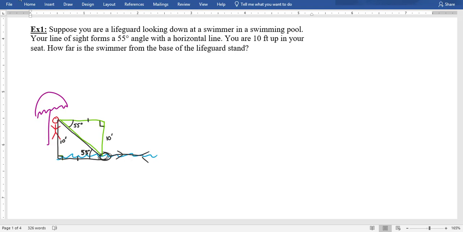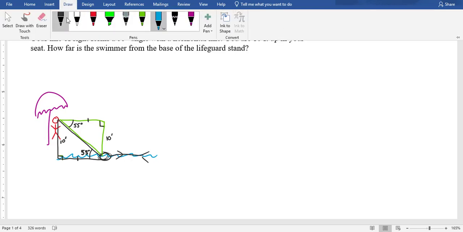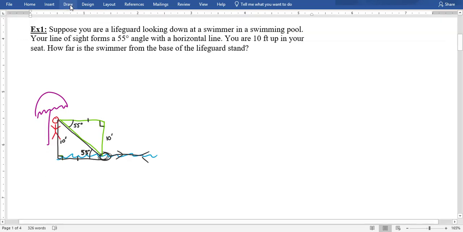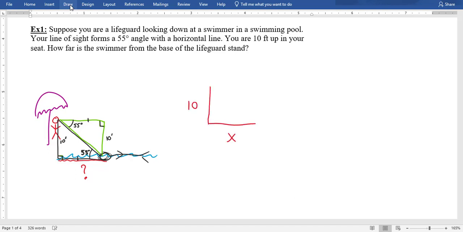All right, now it says, how far is the swimmer from the base of the lifeguard stand? And notice it says base of the lifeguard stand. It's not saying go straight from the swimmer to the lifeguard. It's saying down here in red, how far is that distance? So let me redraw one of the triangles. We were 10 feet up in the air. We want to know this distance, and this 55-degree angle touches a horizontal line.